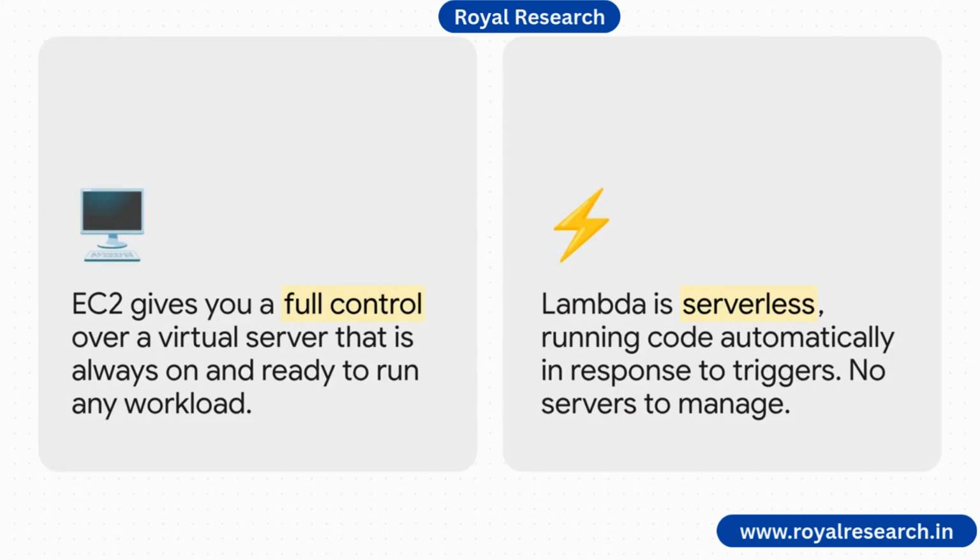So this really highlights a huge choice developers get to make. On one hand, you've got EC2, where you have total control over a server that's always on, ready for anything. On the other hand, you have Lambda, where you give up that fine-grained control for pure convenience. No servers to manage, your code just runs. It's that classic trade-off. Do you want more control or more efficiency?